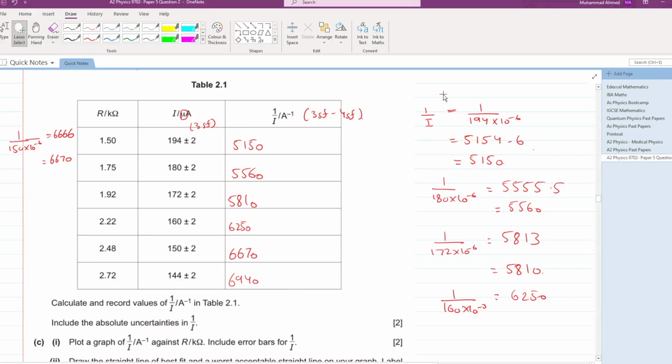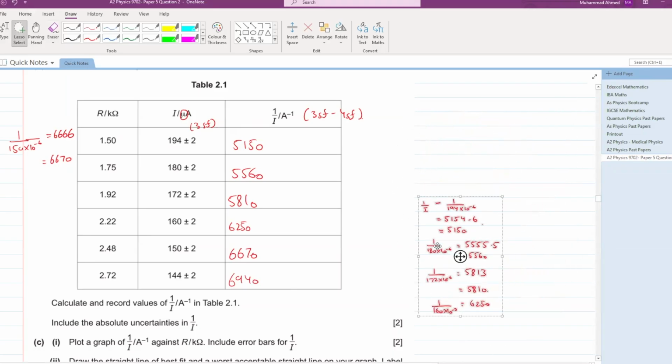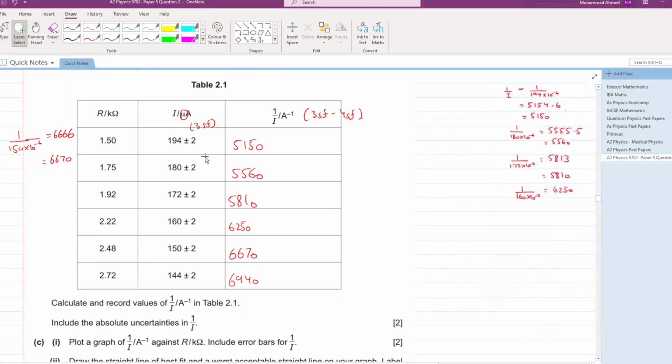Simple calculation. This is how you will fill the table. You have to make sure that the number of significant figures when multiplying or dividing is either the same or one more. Here we were dividing, so the number of significant figures were either the same or one more than the actual value's significant figures. Simple. So these are your data that you have calculated.